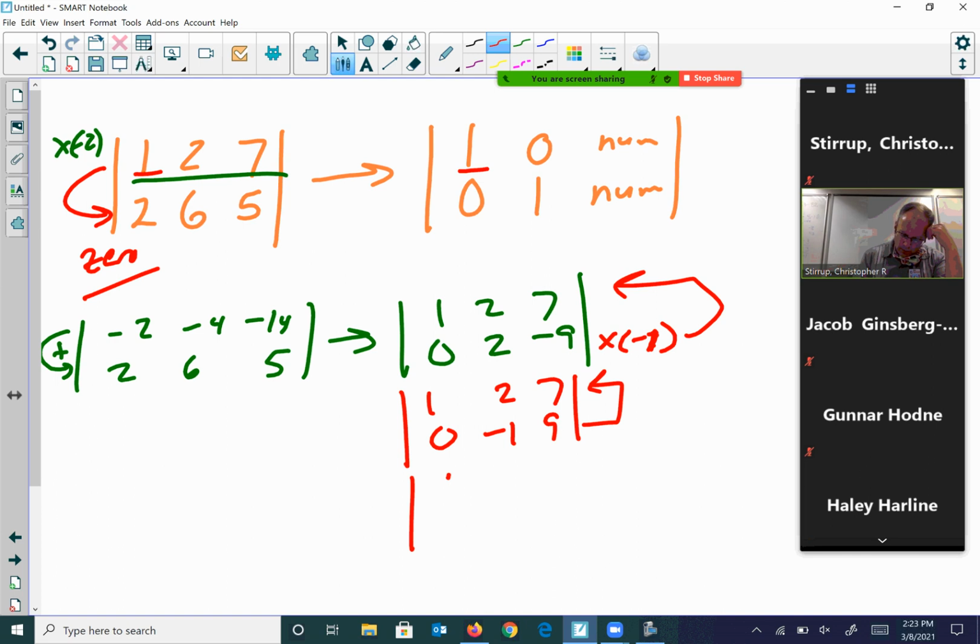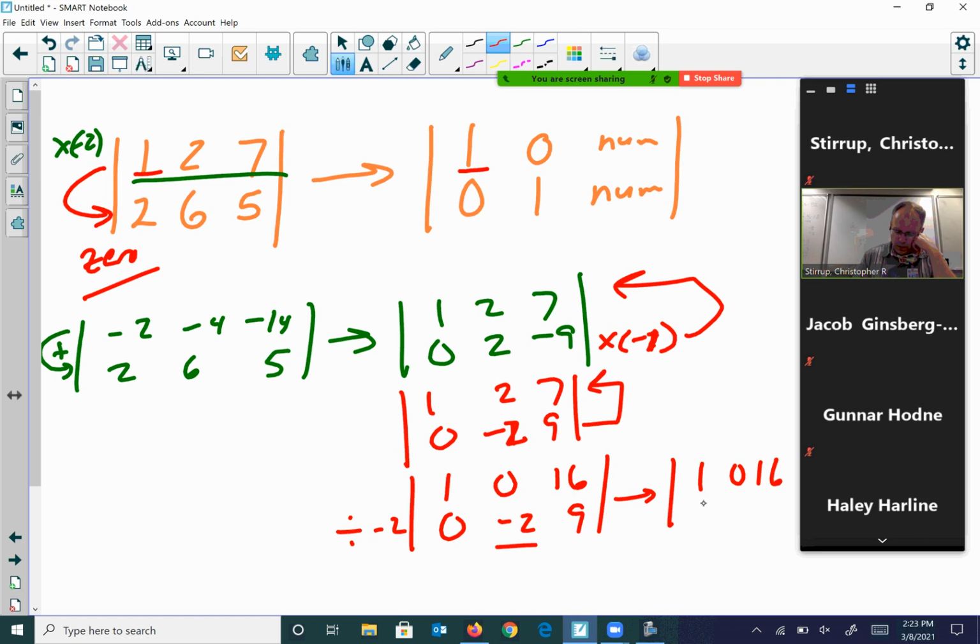So that's going to give me one. Oh my gosh. That should have been a negative two. All right. Add that net. That's zero. That's 16. Then I get zero, negative two, nine. I want that to be a one, so I'll divide by negative two. So I get 1/16. And then 0, 1, negative 9 halves. That's just a simple algebraic expression that'll work out nicely. Okay?